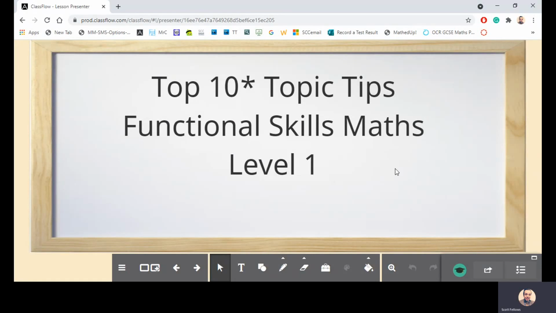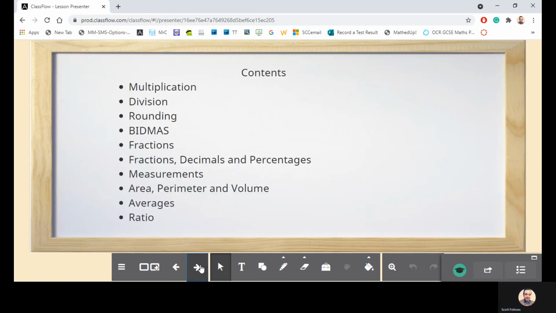This week we're looking at something a little bit different. We're looking at the top 10 topic tips for functional skills maths. We're not looking at GCSE anymore, we're looking at functional skills maths. Basically we're looking at the top topics that you need to be able to be successful in the exam. These topics come up all the time and they're probably the most important topics in order to pass the exam. So let's have a look at these topics.